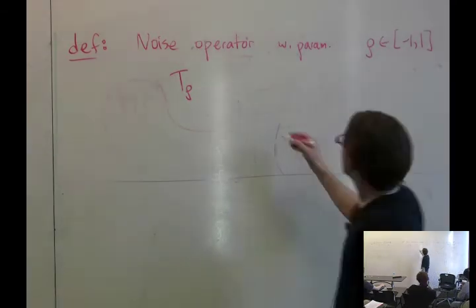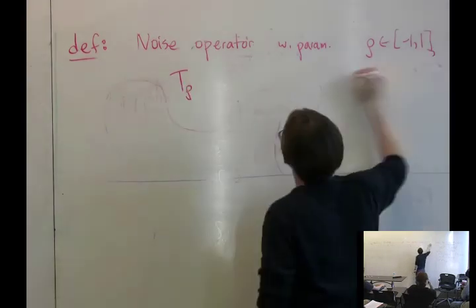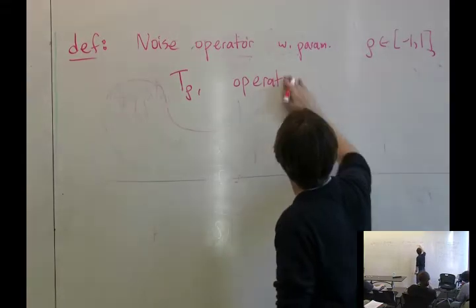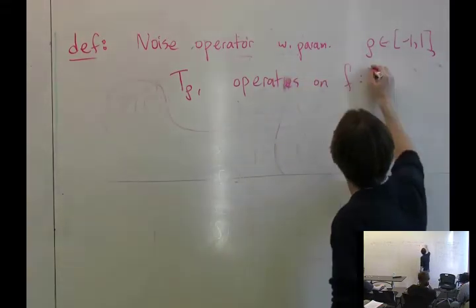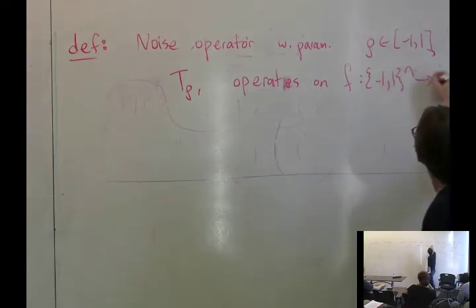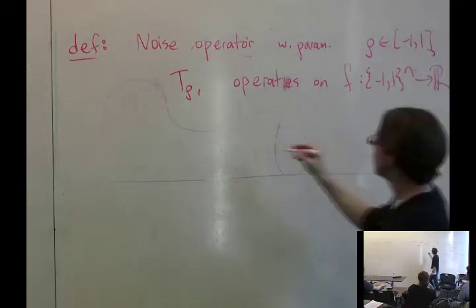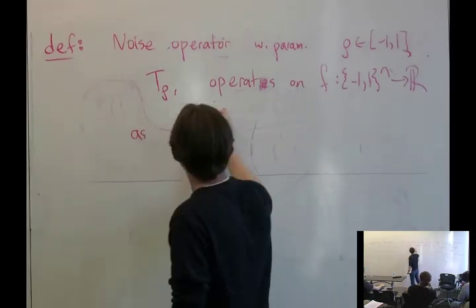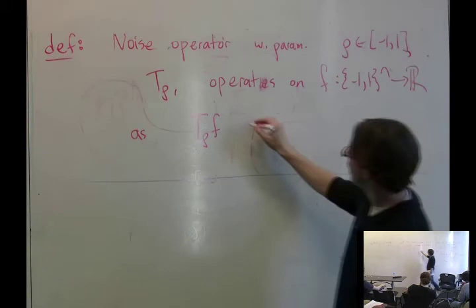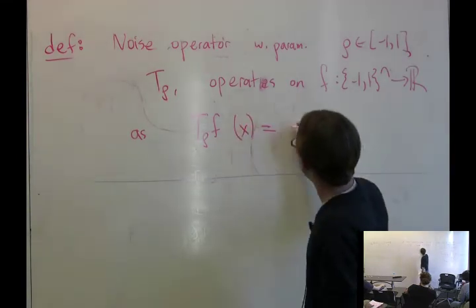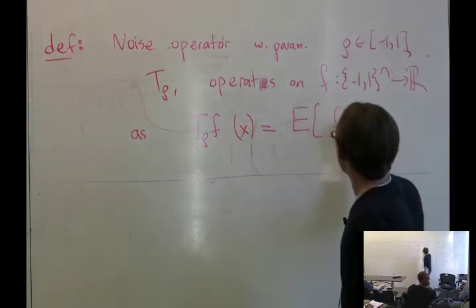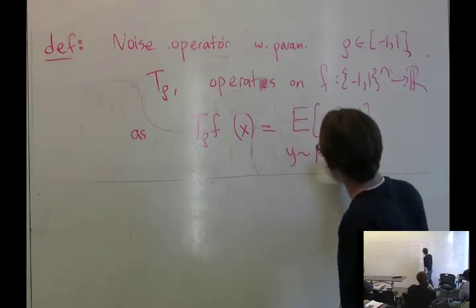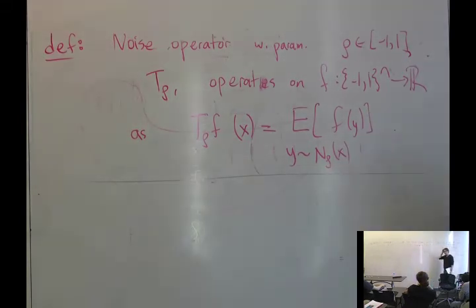It's an operator on Boolean functions, with the following action. T rho of f is also a Boolean function with range R. And its value at a string x is just the expected value of f of y when y is a rho noisy version of x.